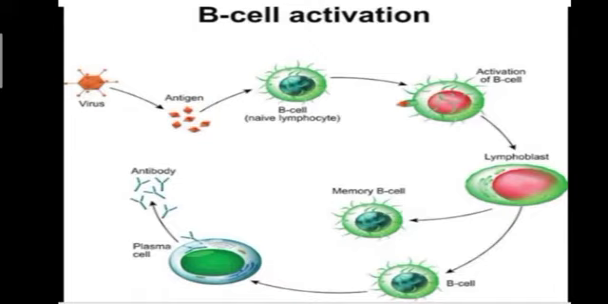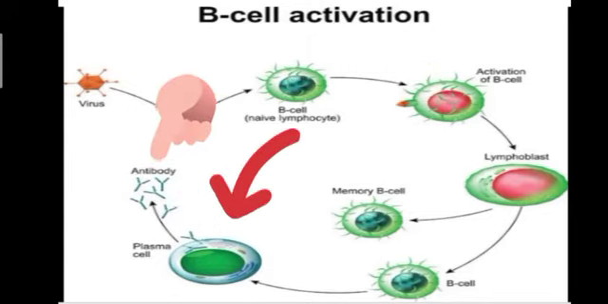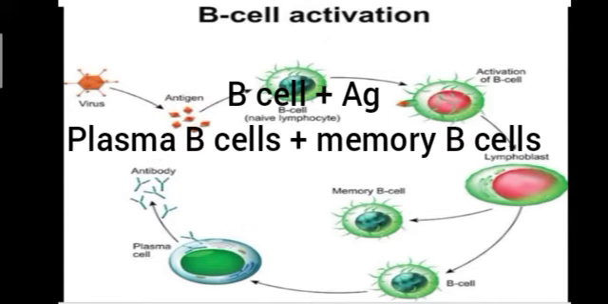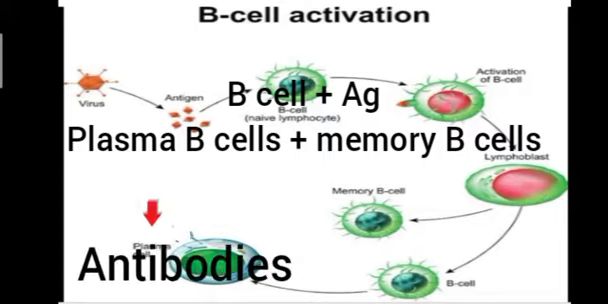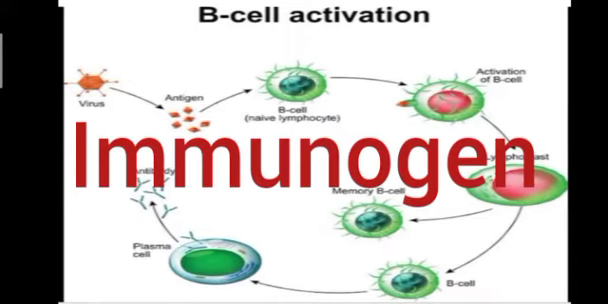When the B cell gets activated, it will differentiate into plasma B cells and memory B cells, and the plasma B cells secrete antibodies. So we can say B cell plus antigen activates into plasma B cells and memory B cells, and the plasma B cell secretes antibody. Such antigens are more appropriately called immunogens.